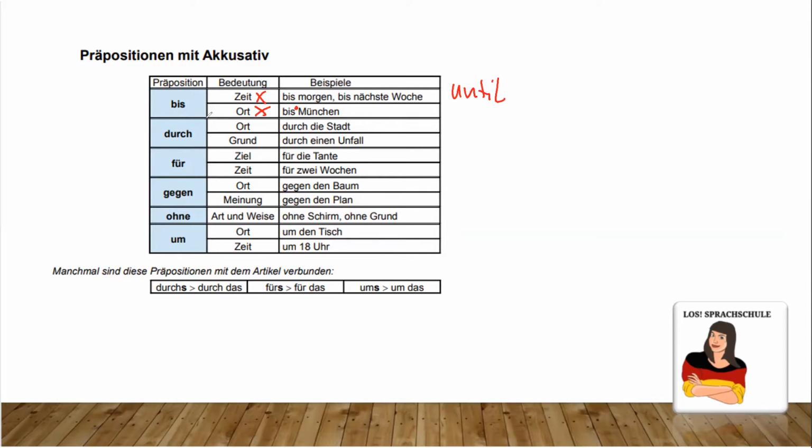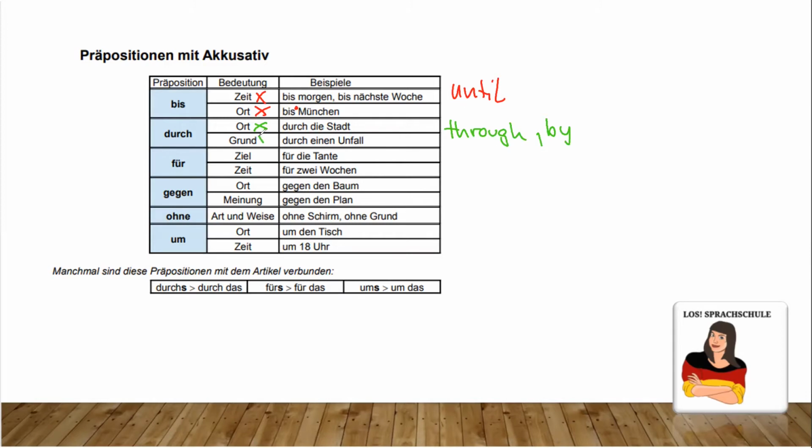Next one is durch. Durch means actually through. It can also mean, especially in English, caused by or just by. I give you an example in a second. The reason is that we have the usage for, again, a place. Durch die Stadt. Through the city. Wir laufen durch die Stadt. We walk around or through the city.